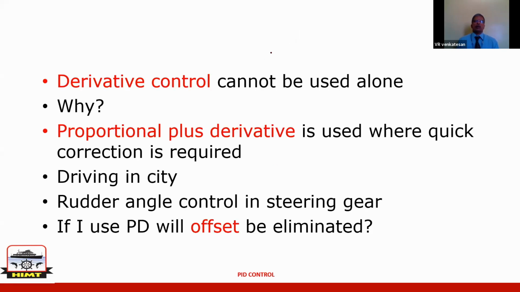Yes sir. So derivative control cannot be used alone. What is the reason? It is because suppose the error is constant. What happens then? There is a persisting error. Then what is the rate of change? Rate of change will be nil. If the error is constant, then the rate of change is 0. So derivative output becomes 0.